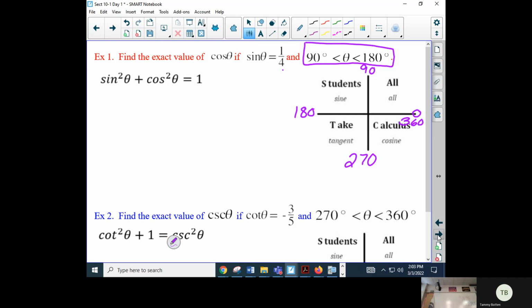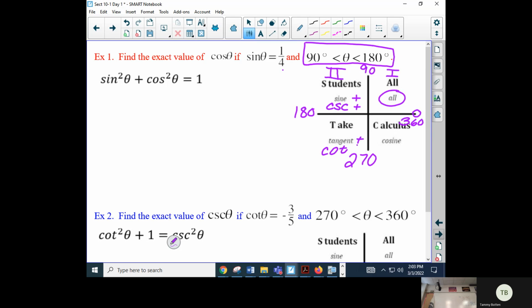If you get between 90 and 180, aren't you in quadrant 2? Now, in quadrant 1, all of the trig functions are positive. In quadrant 2, it's sine and the reciprocal of sine. Do you guys know what the reciprocal of sine is? Cosecant. Those are the two that are positive in the second quadrant. In quadrant 3, it's tangent and its reciprocal. What's the reciprocal of tangent?